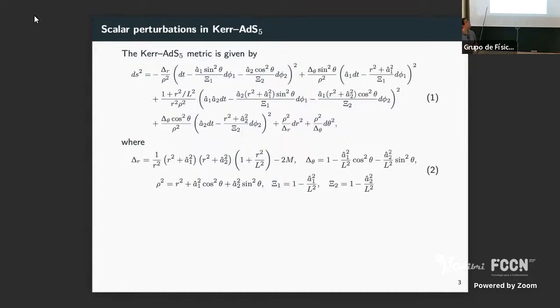So the metric, the line element of a Kerr-AdS black hole, describes a black hole with two independent angular momenta that are parameterized by a1 and a2, and we are in AdS. So L is the radius of AdS. M is related to the mass of the black hole. And these two functions are just defined this way for convenience. a1 and a2 are bounded, so they are between 0 and 1.